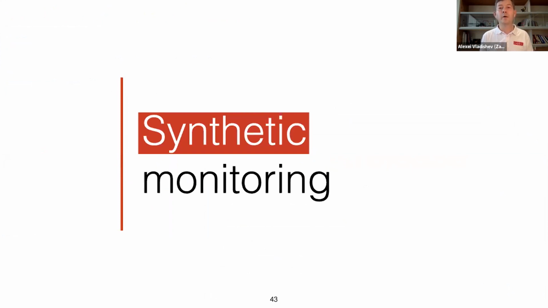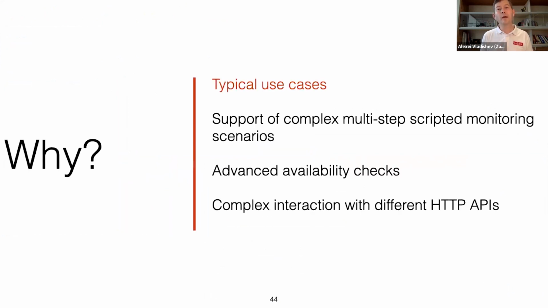I think this is a very powerful concept, and it gives us the ability to create a complex multi-step scripted monitoring scenario. So what does it mean? It basically means that we may use JavaScript in order to define how we want to retrieve data. For example, first we want to connect to one API endpoint, get some information from that API, then connect to a different API using the information from the first step, and so on and so forth. So basically, create very complex multi-step monitoring scenarios.